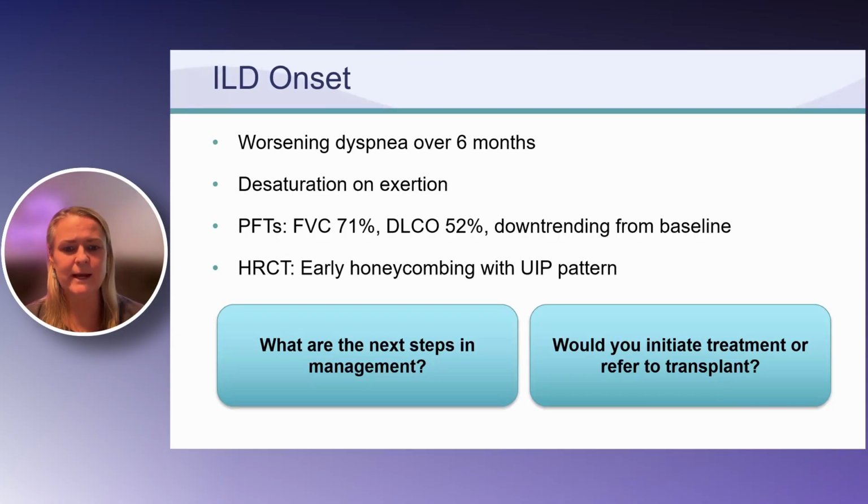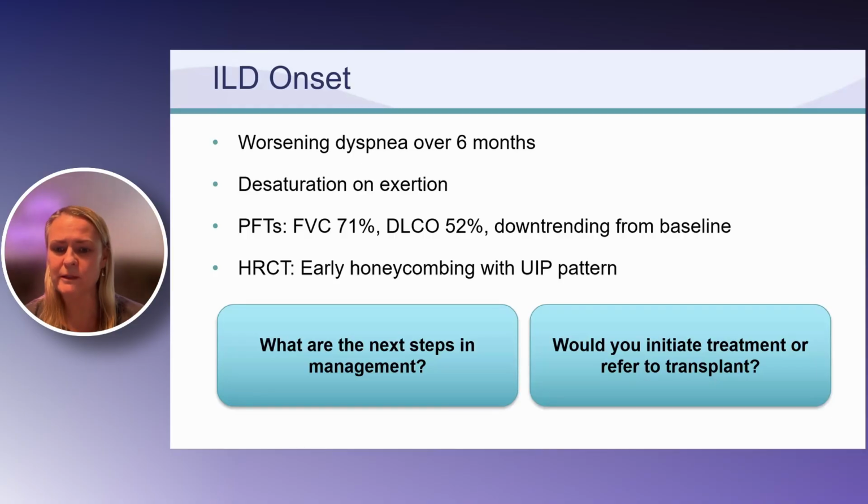So the next steps in management. So we would definitely have a conversation about starting an antifibrotic at that point, because we do have honeycombing, and honeycombing is never going to get better, and it's only going to eat up lung tissue the more it's allowed to sit there and procreate itself. And so we need to consider slowing it down.